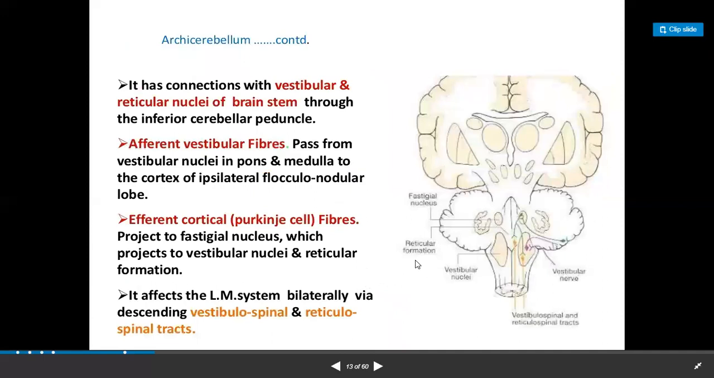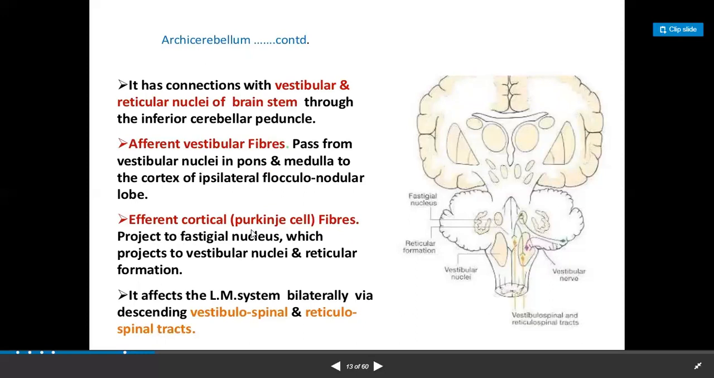So now the archicerebellum, the other connections: it is connected with the vestibular and reticular nuclei of the brainstem through the inferior cerebellar peduncles. The afferent vestibular fibers pass from vestibular nuclei in the pons and medulla to the cortex of the ipsilateral flocculonodular lobe. Actually, what are the tracts in the peduncles? We have one table also from where you can learn. So just to complete the topic, I am telling you all the points.